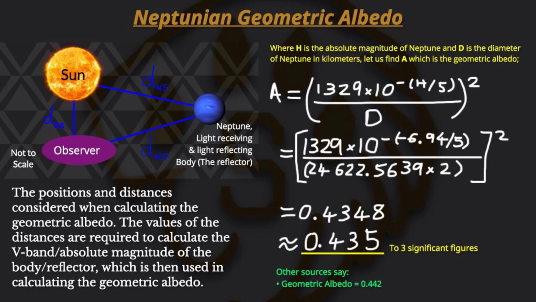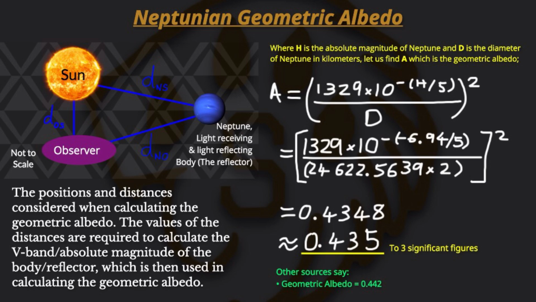And then that would be approximately equal to 0.435 to three significant figures. But I think according to other sources it was 0.442. For example, the NASA Neptune fact sheet, it said 0.442. So if you can see where I went wrong, or where my approximations were a bit exaggerated, then you just help us in the comment section to clear that out, so that we don't get worried about what happened here, or we don't confuse ourselves. Yeah, but that's basically how we calculate the albedo.